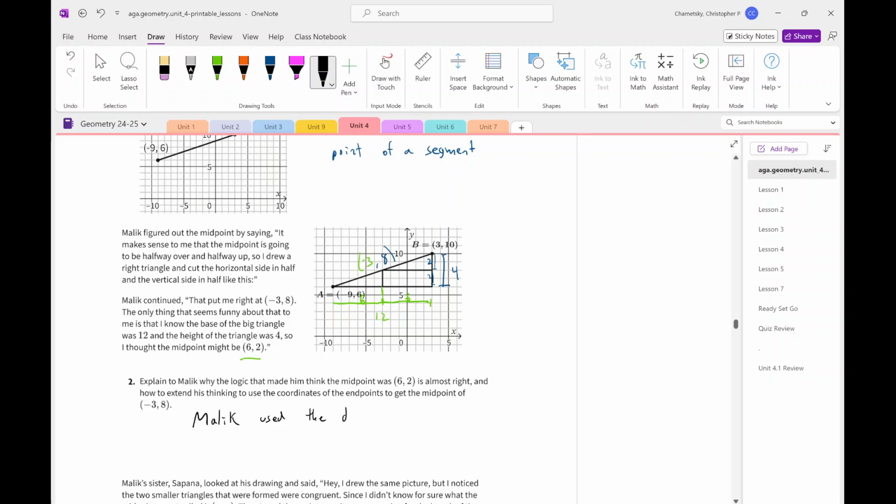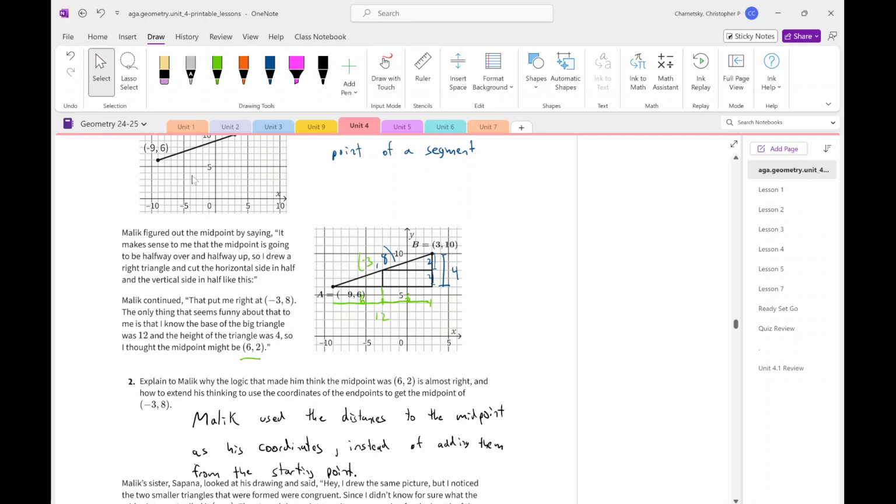used the distances to the midpoint as his coordinates. Instead of adding them from the starting point. Okay. So the 6, 2 is incorrect. That's how far he's traveling. He's going 6 to the right and up 2. So half of 12 and half of 4.